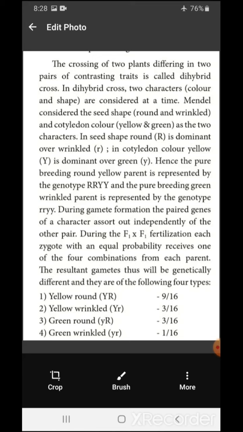So we are having the offsprings in the F2 generation. 16 offsprings are produced in the F2 generation. That F2 generation has yellow round 9 by 16, yellow wrinkled 3 by 16, green round 3 by 16, green wrinkled 1 by 16. So in our tabular column or checkerboard, we have yellow round, yellow wrinkled, round green, wrinkled green. So that is the ratio obtained, 9:3:3:1.